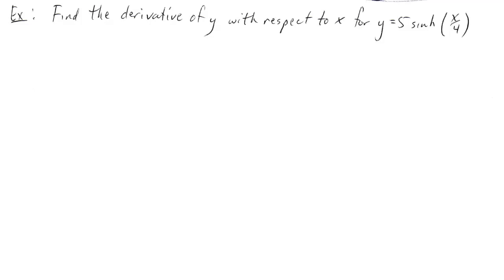of certain hyperbolic functions. So with our first example here, we are asked to find the derivative of this function 5 sinh of x divided by 4. And so we take the derivative. We know that since this is a composition function, we are going to have to take the derivative of the outside function first times the derivative of the inside function.